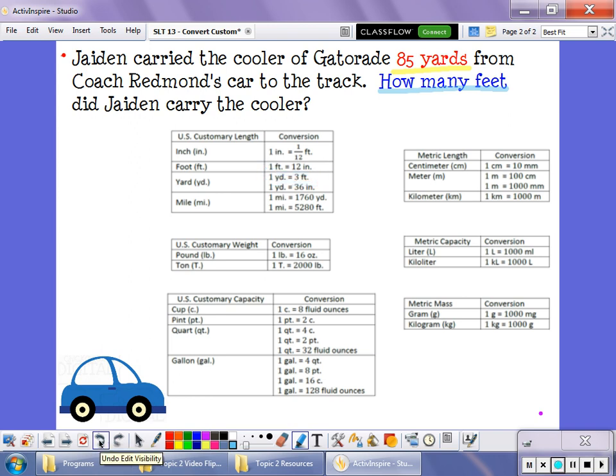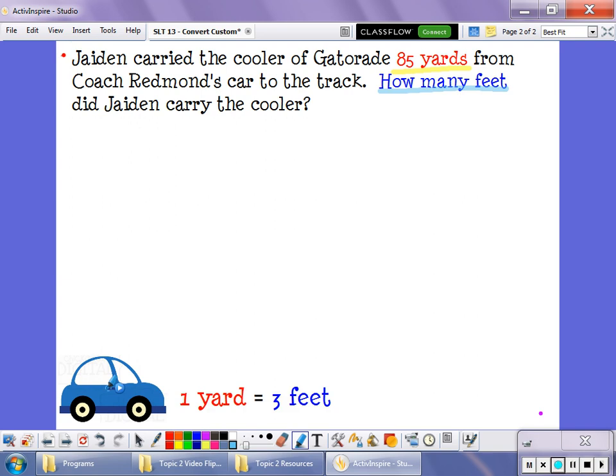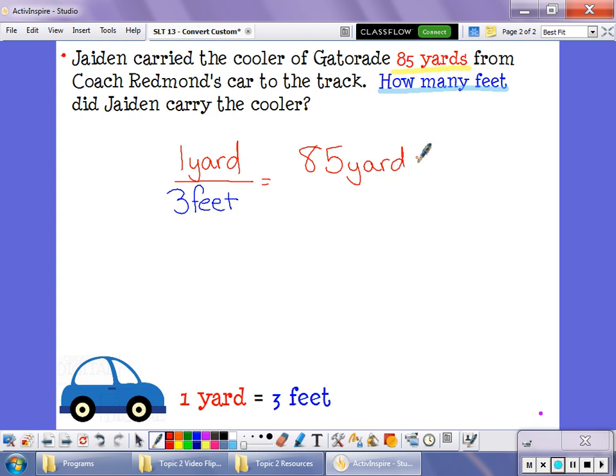So knowing that information, 1 yard equals 3 feet, I'm going to set up my ratios. I know 1 yard is going to be compared to 3 feet. And if I look back at my question, I see that Jaden carried the cooler 85 yards. So now I just need to create my equivalent ratio. To go from 1 yard to 85 yards, I multiply by 85.